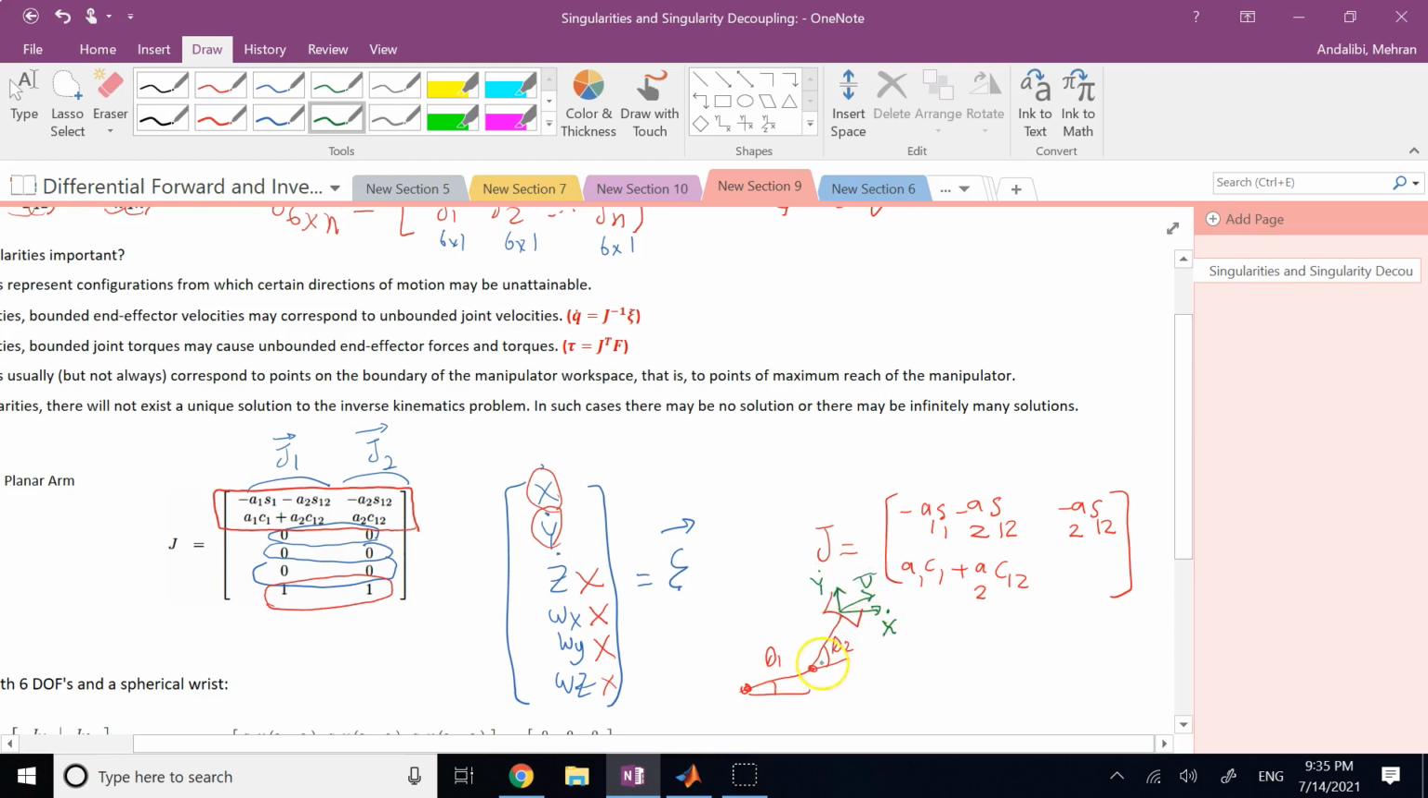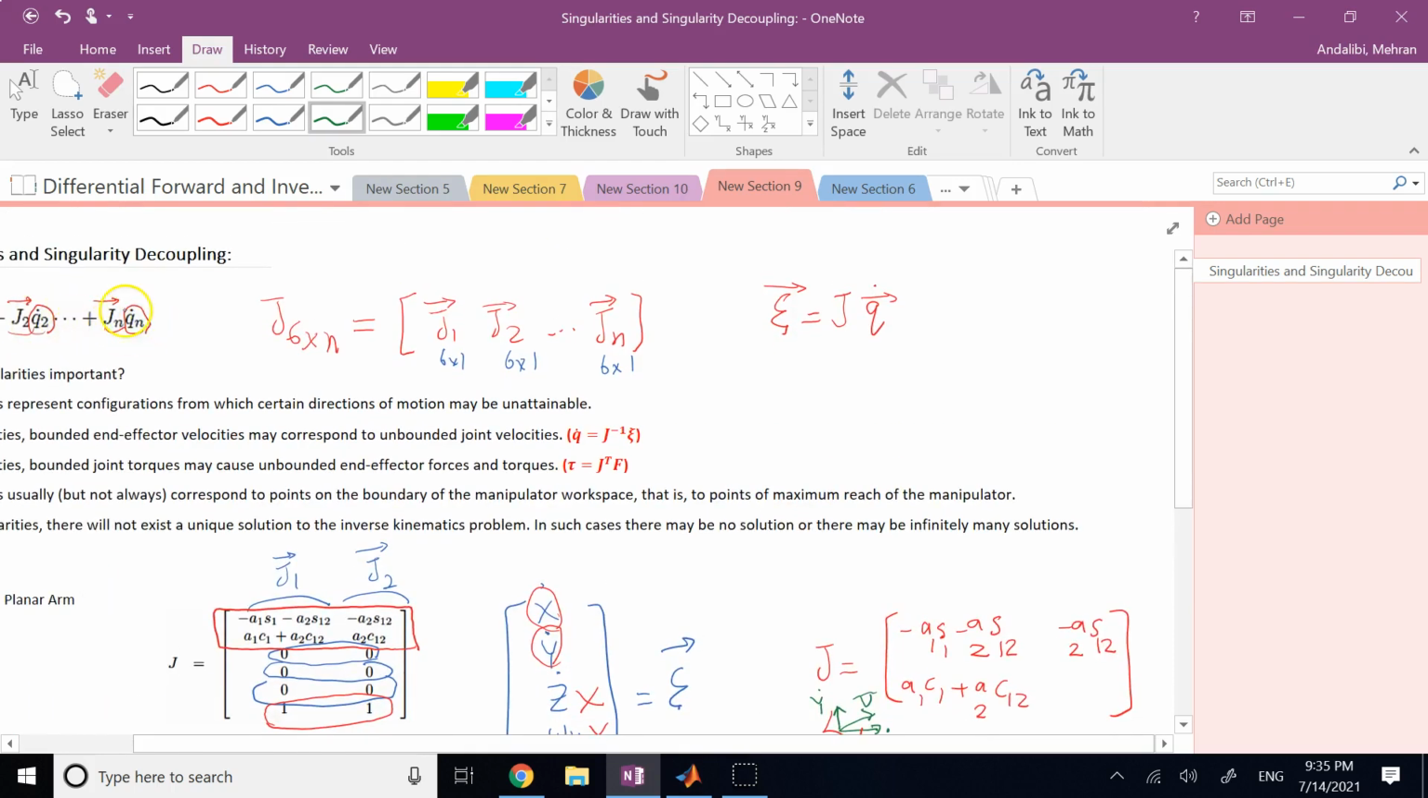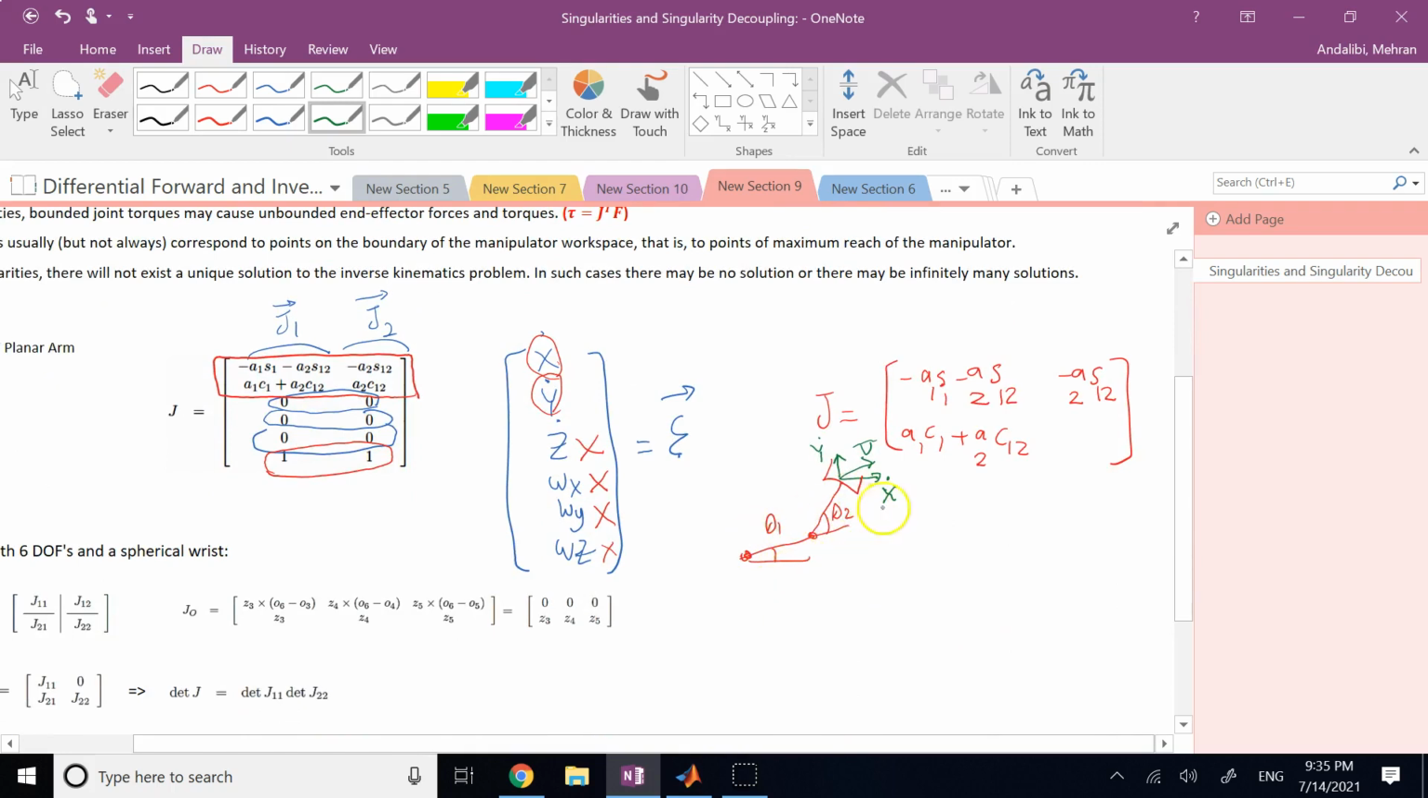Can this always give me an answer? Can I always find a q1 dot and a q2 dot, or a theta 1 dot and a theta 2 dot, which give me arbitrary x dot and y dot for arbitrary theta 1 and theta 2? The answer is no. There are some combinations of these angles for which both x dot and y dot, or the two perpendicular motions in general, is not possible. And you might say, when? And the answer is this.